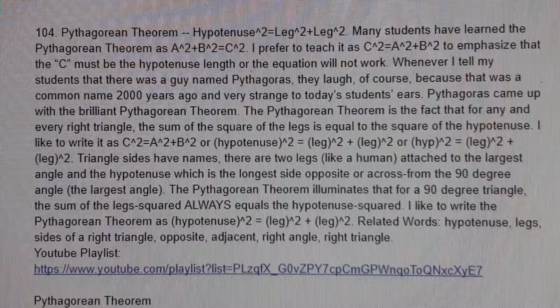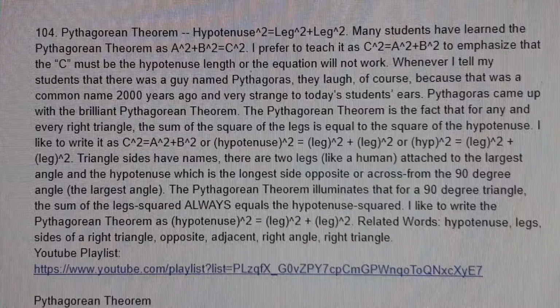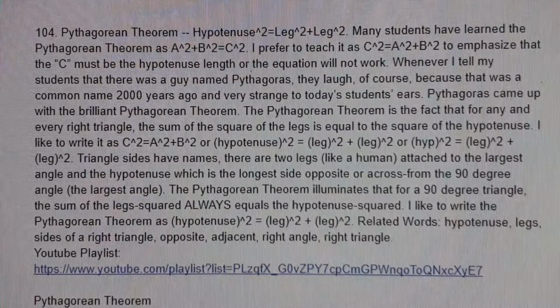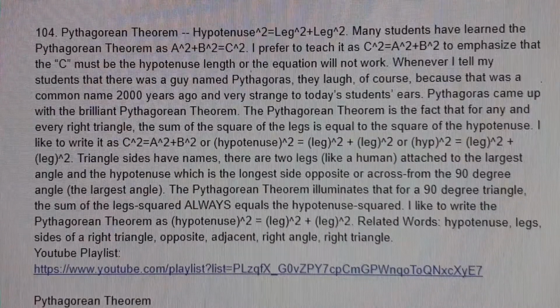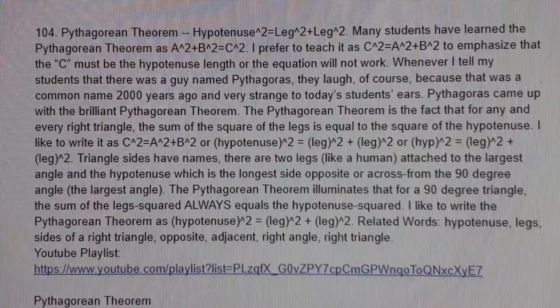I like to write it as c squared equals a squared plus b squared, or hypotenuse squared equals leg squared plus leg squared, or hyp squared equals leg squared plus leg squared. Triangle sides have names. There are two legs (like a human) attached to the largest angle and the hypotenuse, which is the longest side opposite or across from the 90-degree angle (the largest angle).